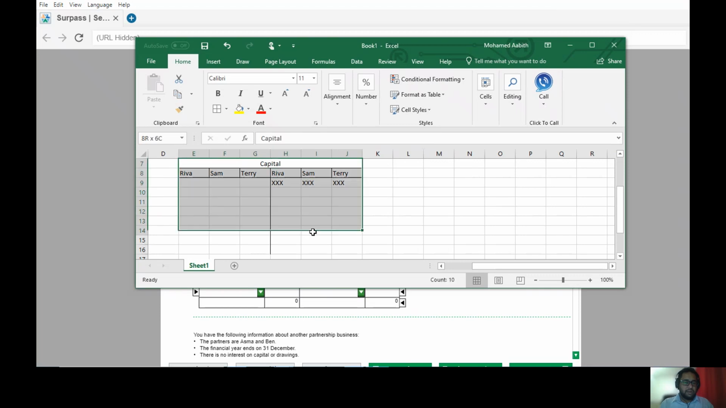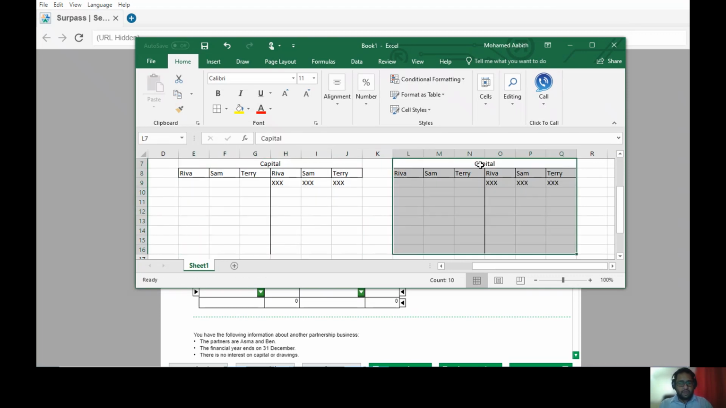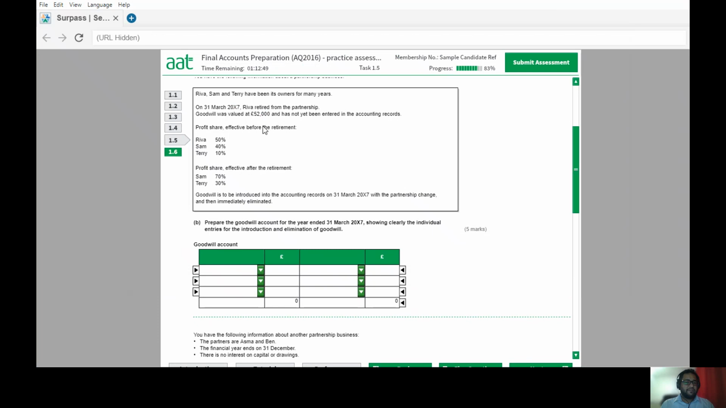I'm going to pull a similar type of account here, but this time it's going to be your goodwill account. But what do you need to remember? When you create the goodwill account, initially start with a debit entry. Notice that the goodwill was calculated at £52,000, and Riva has 50%, Sam got 40%, and Terry got 10%. So you can split that into 10 pieces: 5 for Riva, 4 for Sam, and 1 for Terry. That makes more sense. Each part is worth 10% of that amount, which is £5,200.